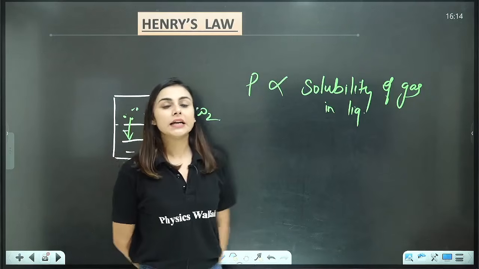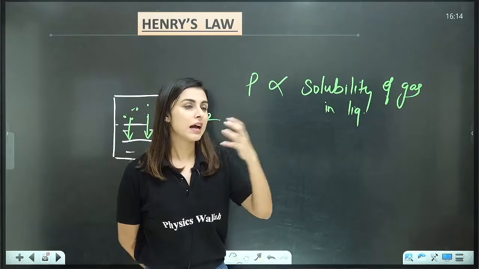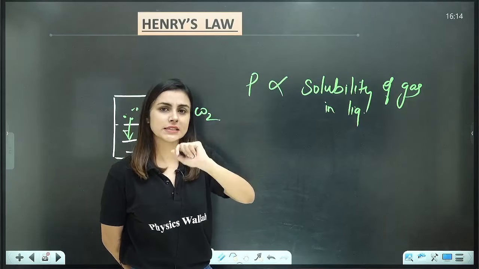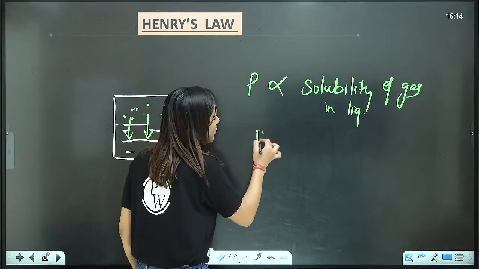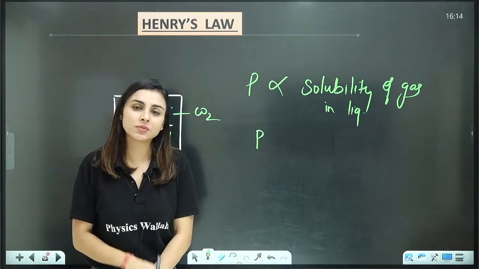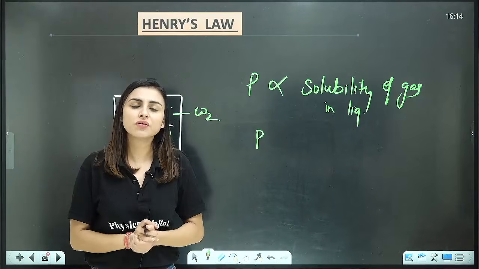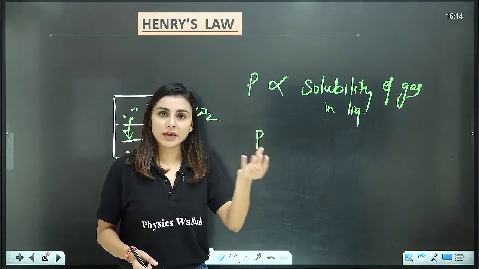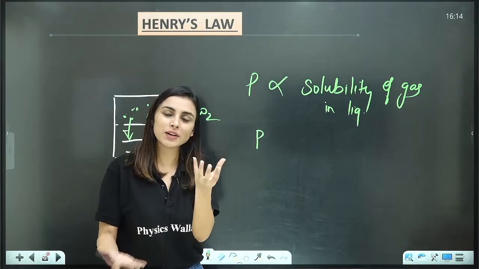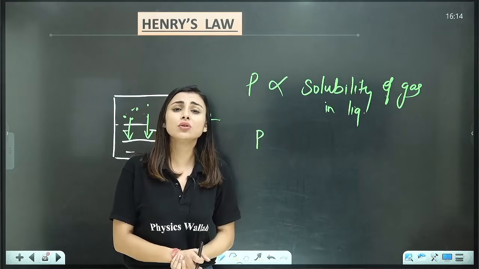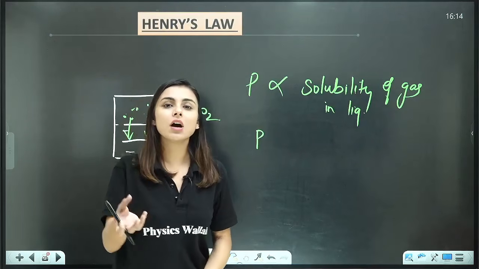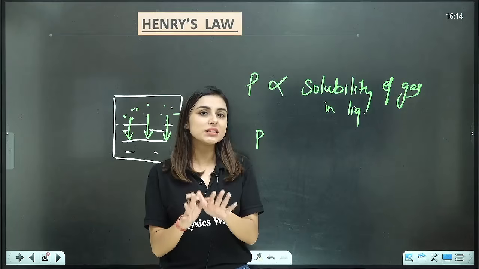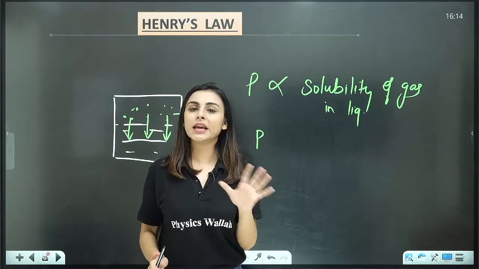Now, what did Henry say? Henry had to remove this proportionality, so he added a proportionality constant. Now solubility can be measured in hundreds of ways, my dear students. Again, solubility is basically what? Here your gas is your solute and liquid is your solvent. So basically you are talking about how much of your solute is present in your solvent. So you're talking about concentration terms. Yes, you can use any concentration term.